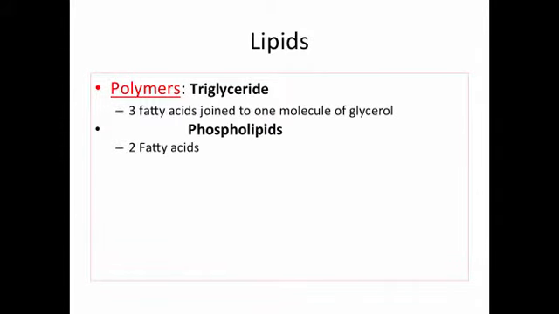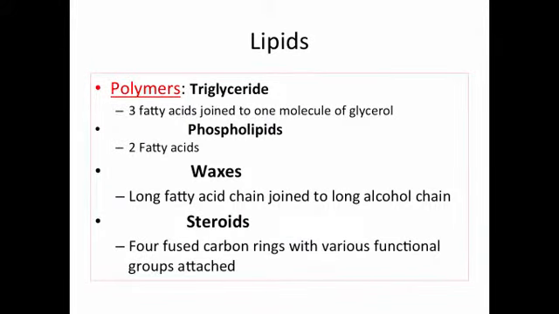So your polymers, there's 4 different types of polymers. You are responsible for knowing each. The first one is going to be a triglyceride, and that's going to be 3 fatty acids joined together with 1 molecule of glycerin. Your phospholipids is 2 fatty acids, and your waxes are a long chain of hydrocarbons. Steroids are going to be quite unique because they're going to encompass having fused carbon rings. So let's look at each of those.